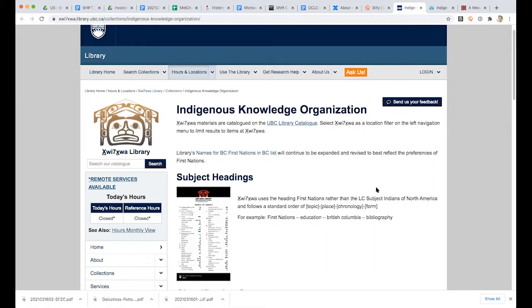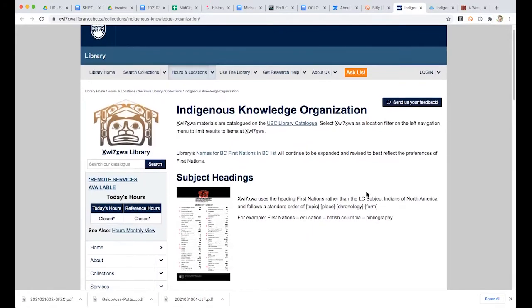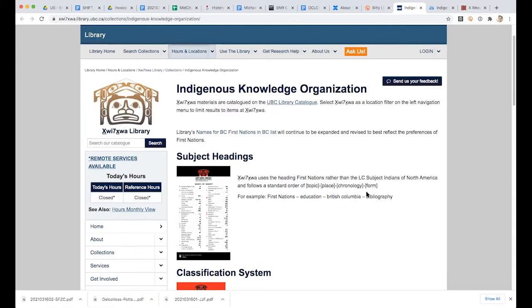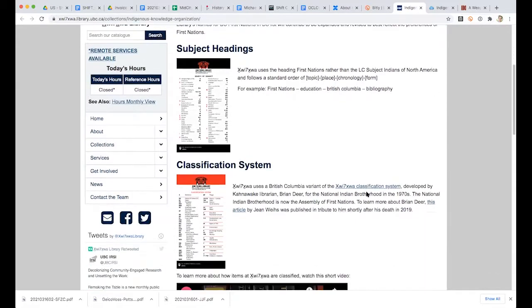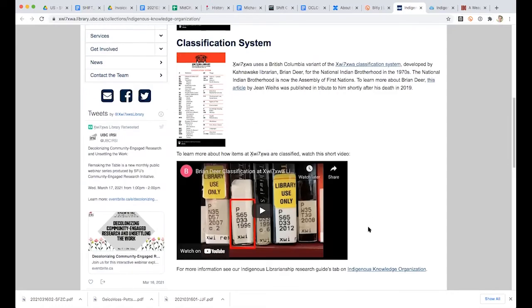Of course, there are other ways of organizing and representing knowledge based on different communities. This is an example from the University of British Columbia about Indigenous knowledge organization, different ways that people are using it, different classification systems, and all the way down to different ways of arranging the books on the shelves, alternatives to the Dewey Decimal System. This is really what we're starting to examine, the potential of how we can start to do things differently.